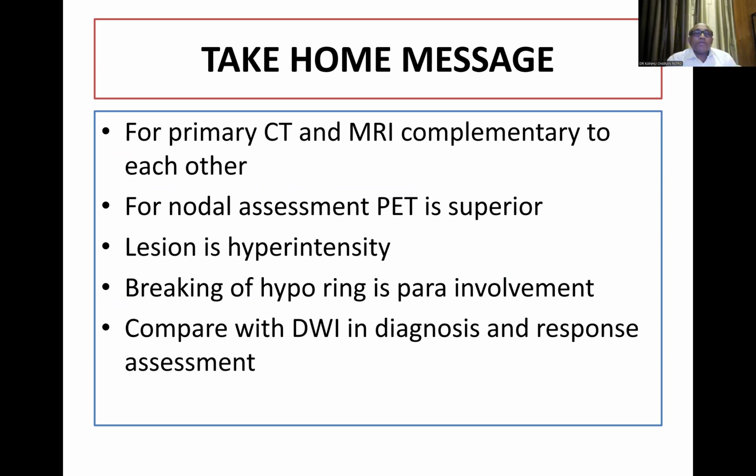So take-home message: for the primary, CT and MRI are complementary to each other. For nodal assessment, PET is superior. The lesion looks hyperintense. Breaking of the hypointense ring is parametrial involvement. Compare with DWI in diagnosis and response assessment.